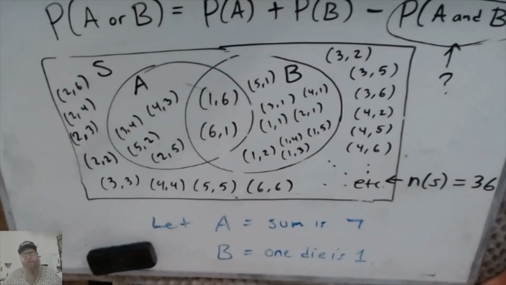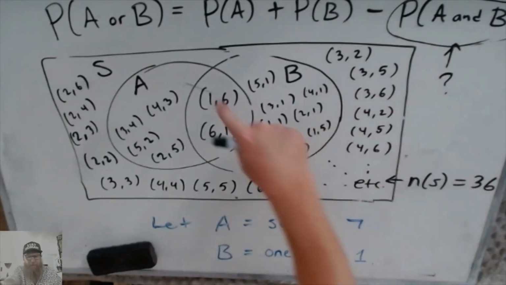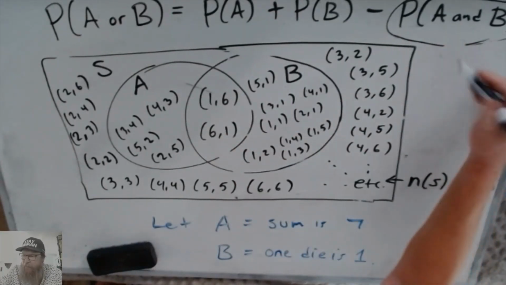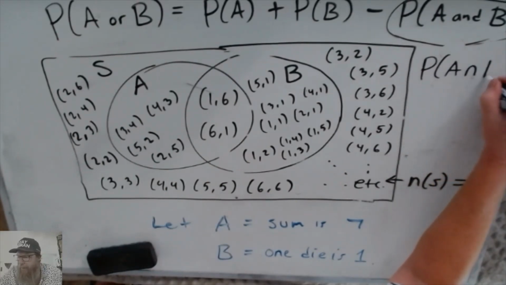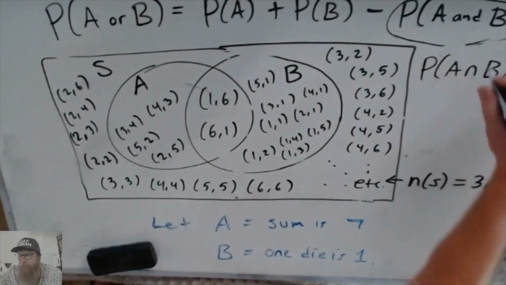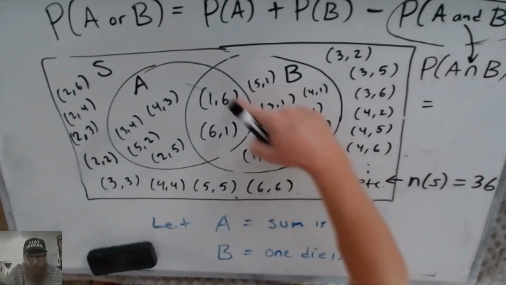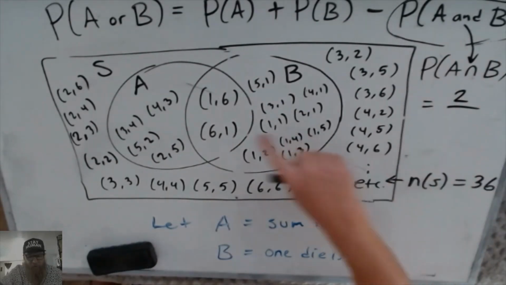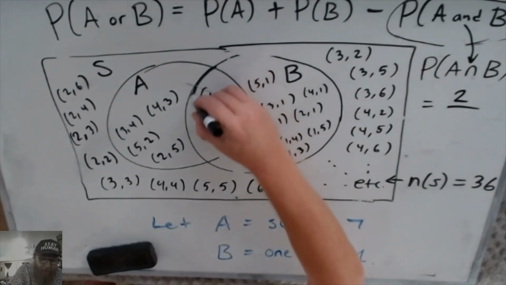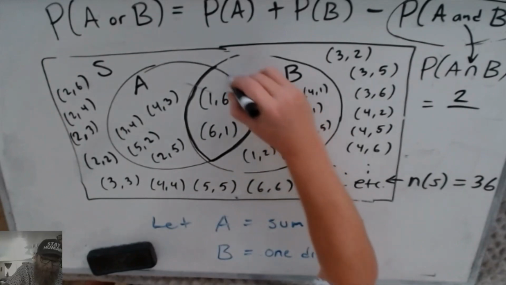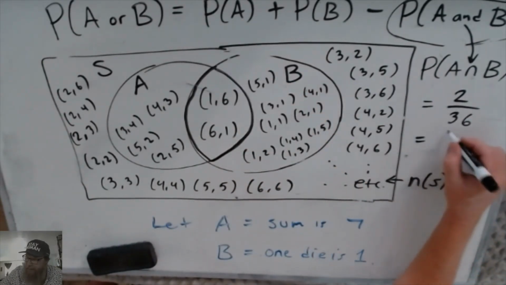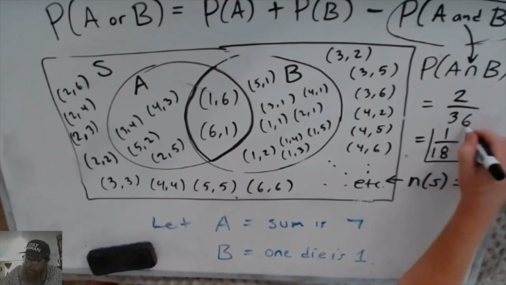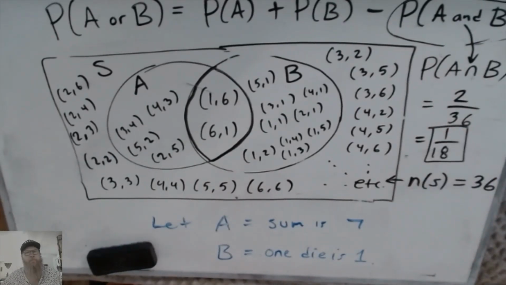Okay. So we want to know what's the probability of A and B. So the probability of A and B, you can also write it like that, using the intersection symbol for and, is equal to 2. There are 2 possibilities in the overlapping region, divided by the size of the sample space, which is 36. And so that reduces to 1/18. Okay.